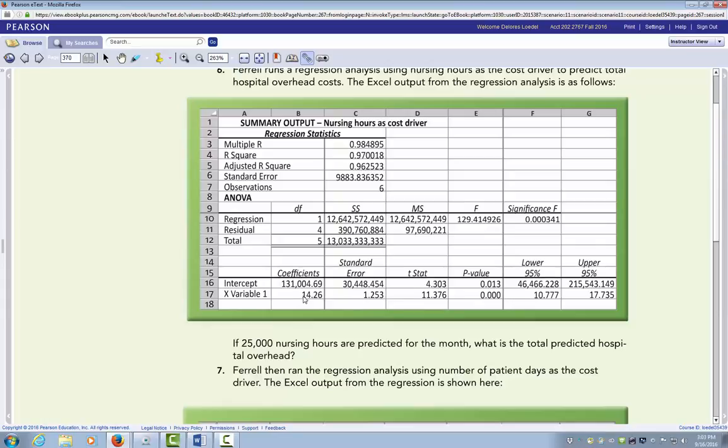So here, the 1426 is our X variable, and our intercept is $131,004.69. So we can use those in our formula. We also know that our nursing hours, the variable component of the driver, is 25,000 nursing hours. So we can use those in our formula now to predict our total costs.